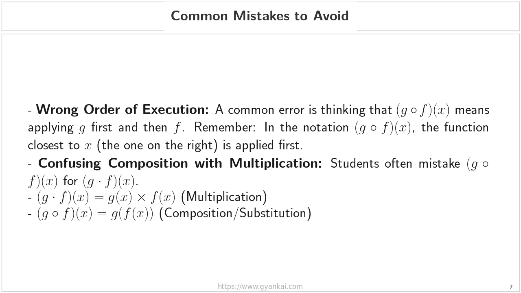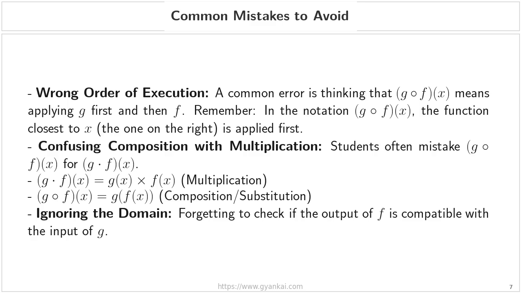Secondly, be careful not to confuse composition with simple multiplication. It is easy to mistake g circle f of x for g times f of x. To be clear, g times f of x simply means you find the value of g of x and multiply it by the value of f of x. However, g circle f of x is a composition, meaning you substitute the entire function f of x into the function g.